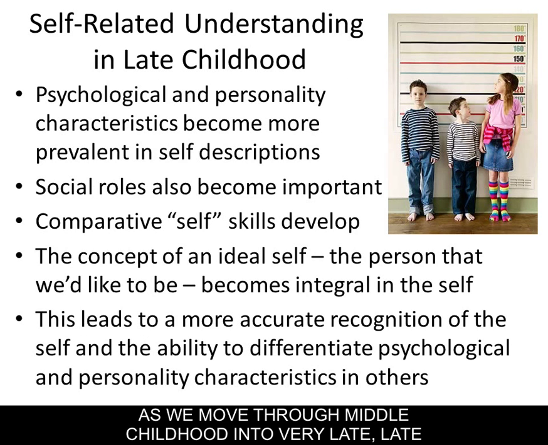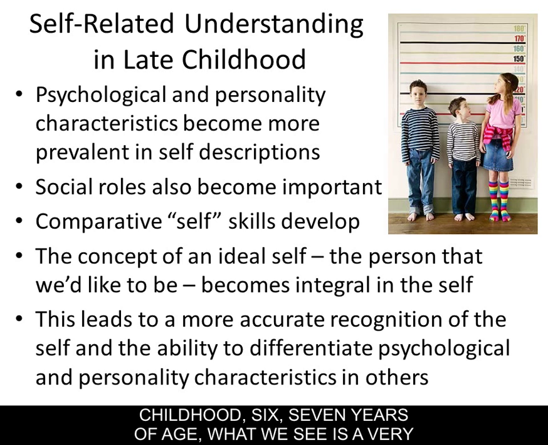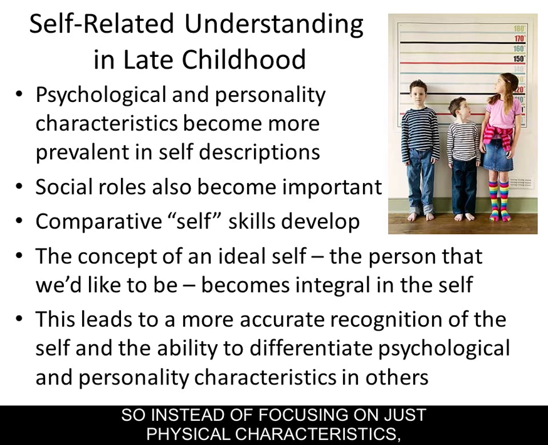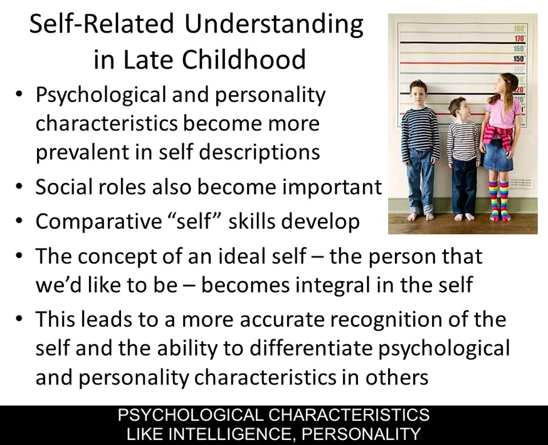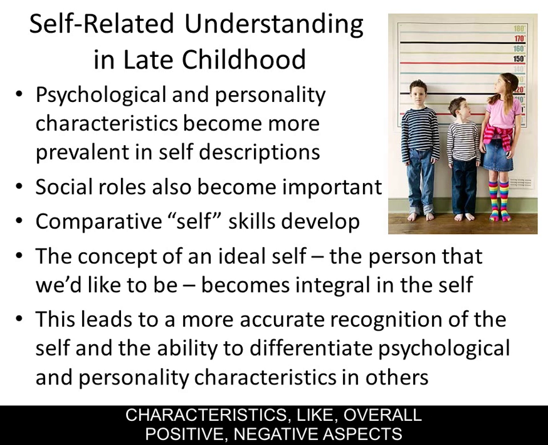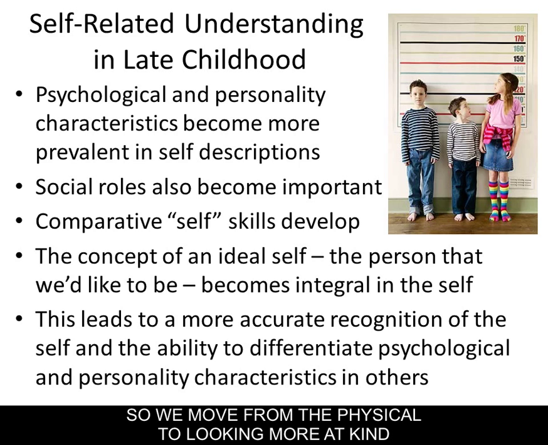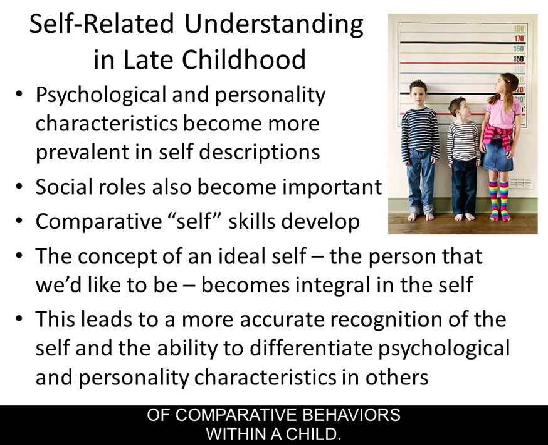As we move through middle childhood into very late childhood, 6, 7 years of age, what we see is a very dramatic shift in the sense of self. So instead of focusing on just physical characteristics, psychological characteristics like intelligence, and personality characteristics like overall positive or negative aspects to a child become much, much more prevalent in self-description. So we move from the physical to looking more at comparative behaviors within a child.